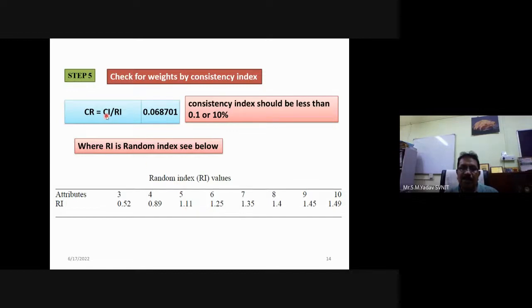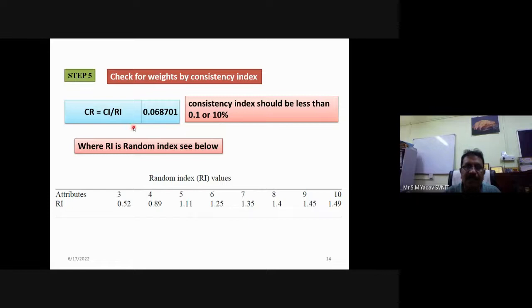So the CI value divided by 1.11 comes out to be 0.06, which is less than 10%. That is less than 0.1. It comes out to be 6.8%, so it is below 0.1 or 10%. So our weights are acceptable.